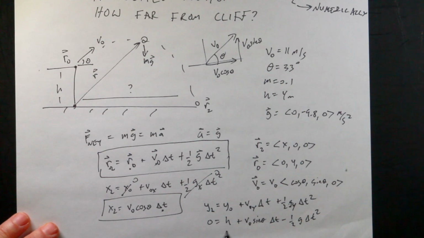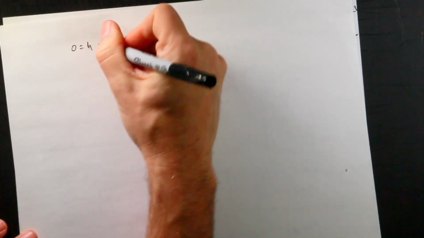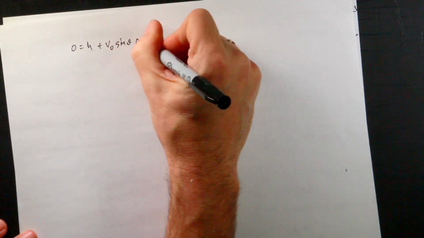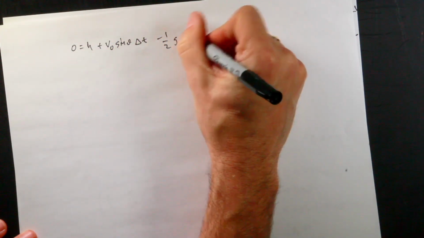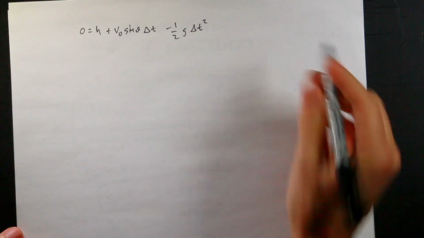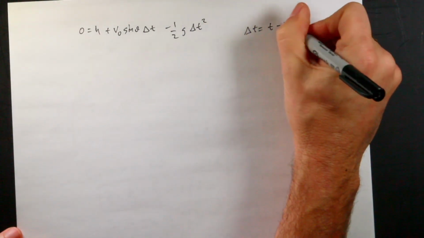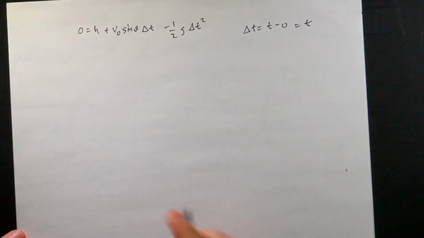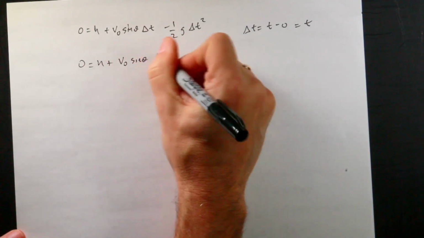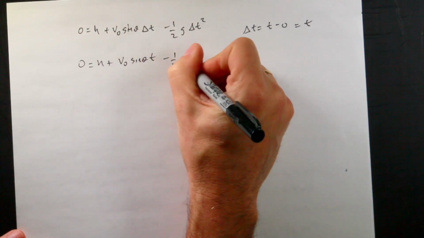I can actually solve this equation for t, because the only thing I don't know is delta t. So let me write my equation again. I have 0 equals h plus v0 sine theta delta t minus 1/2 g delta t squared. And I'm going to replace this with just t, because if I say it starts at t equals 0, then delta t is t minus 0 equals t. So now I have 0 equals h plus v0 sine theta t minus 1/2 g t squared.